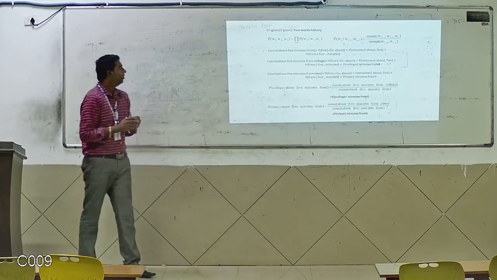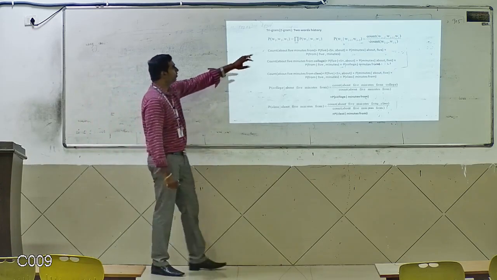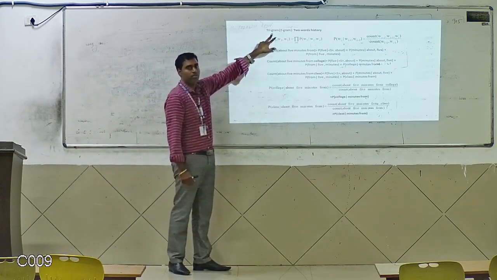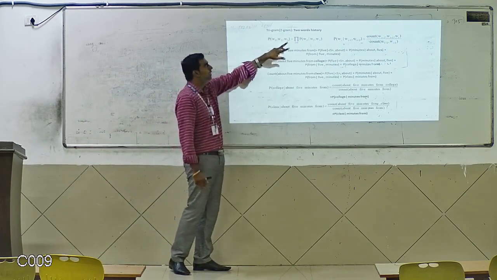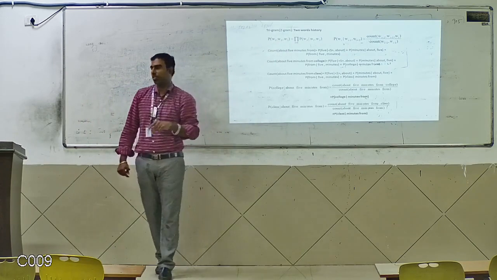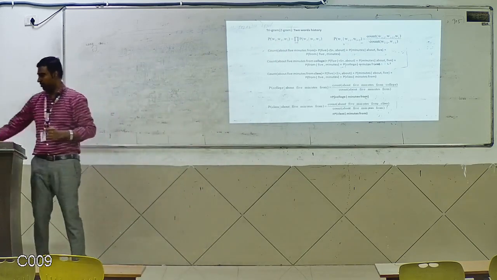So now we are going to see the next one, that is the trigram model. Here 2-word history is used.